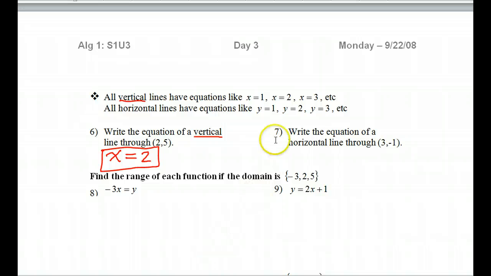Okay. Look at number 7. Write the equation of a horizontal line through the point 3, negative 1. A horizontal line. Well, we just talked about that. If it's horizontal, they're going to have equations that are y equals something. So you know this is going to be y equals something. Which one of these is the y value? Negative 1 is the y value. So you know it's going to be the equation y equals negative 1.